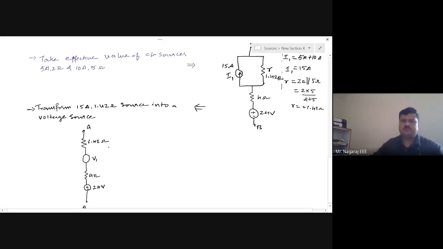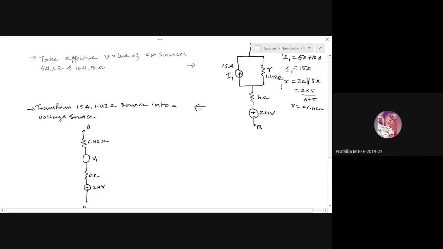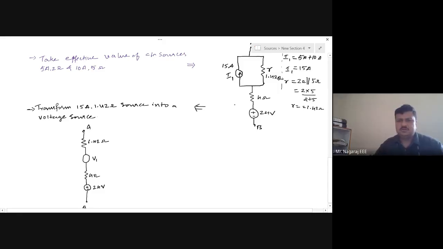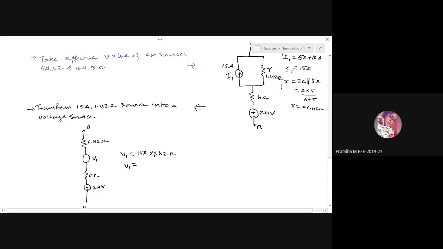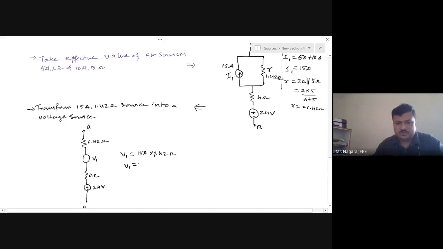So what is V1? Simply the multiplication of this 15 amps and this 1.42 ohms. So V1 is equal to 15 amps into 1.42 ohms. So this comes out to be, how much? 21 volts.